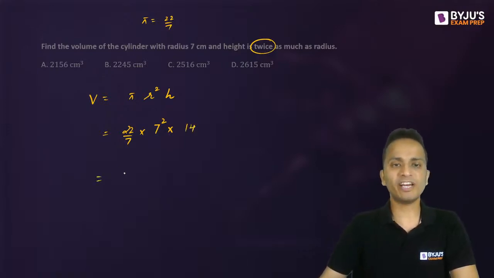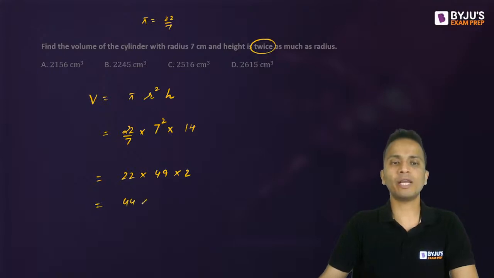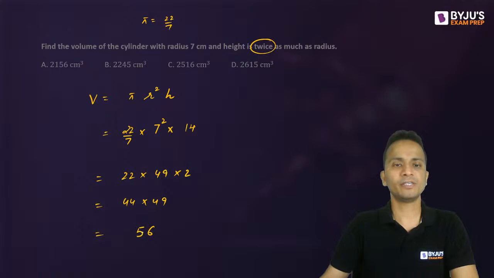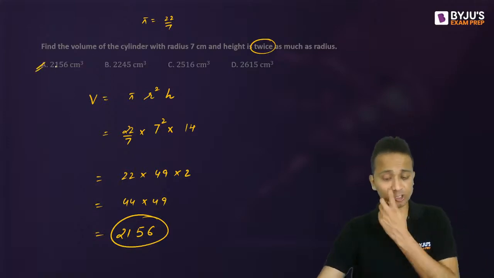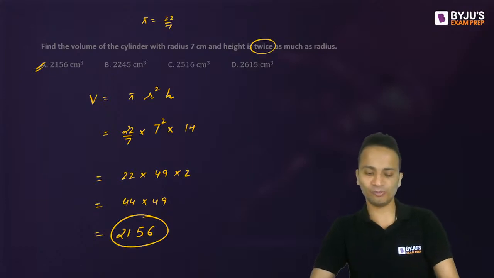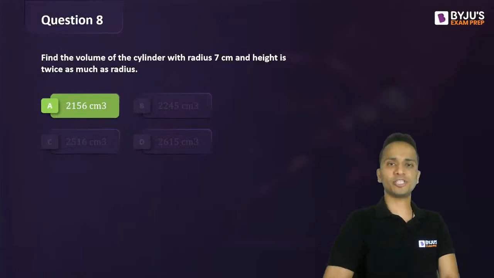I just have to simplify 22 into 49 into 2. That is 44 into 49. Let's simplify this. So 2156. Yes, it is option A, correctly given by Mayank, Aditya, Jyoti, and Kaushal. All of you. Nice. So option A will be the correct answer for this question.